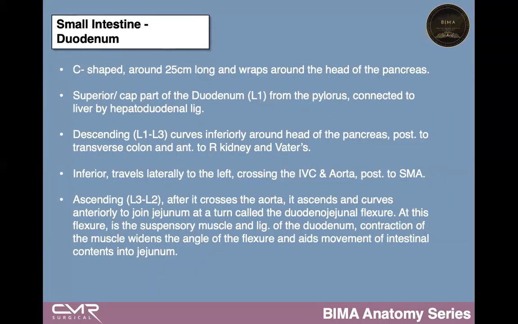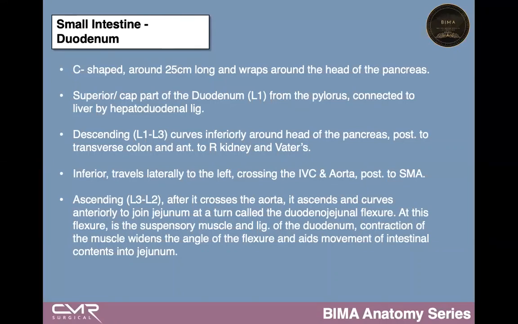There are 4 different parts of the duodenum, and we're going to talk about those parts now and their relation to other abdominal organs. So the superior part of the duodenum, which is at the level of L1, is coming directly from the pylorus, and the superior part of the duodenum is actually connected to the liver by the hepatoduodenal ligament. In the next slides, you'll be able to see these ligaments that I'm talking about in this slide now. But after the superior part, you have the descending part.